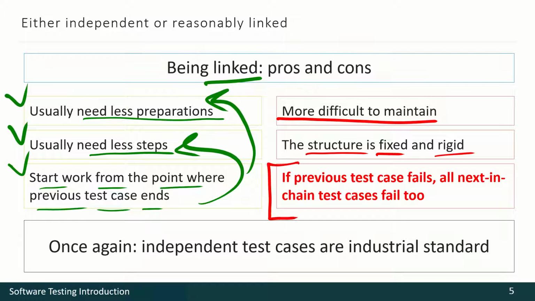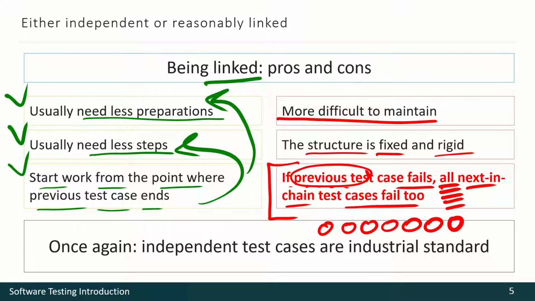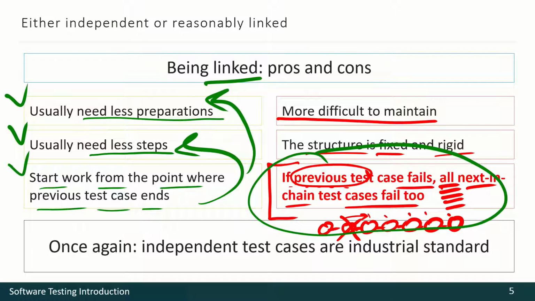And the main disadvantage here, if we are talking about some chain of tests and previous tests somehow fail, is that all the next tests in that chain fail too. Let's imagine such a chain of tests. They are somehow linked and this test fails. So it's impossible to start any next test, because the application will not go to a proper state. And that's usually the main reason for independent test cases to be the industrial standard.